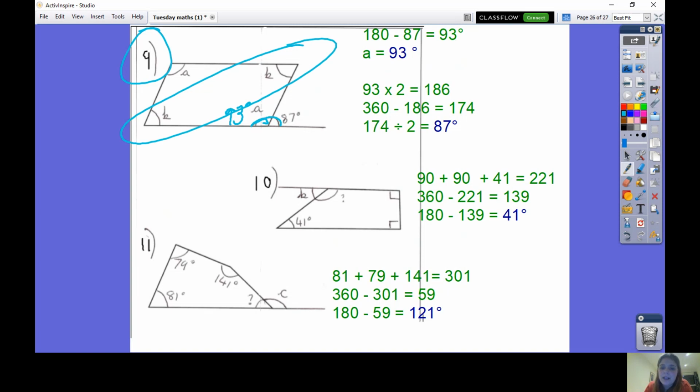That was quite tricky. For this one here, you needed to find this missing angle, which was 90, add 90, add 41 is 221. Take that away from 360 is 139. But then remember, you're looking at a straight line to find angle B. If you just stopped at 139, you found this angle, but not angle B. And then finally, for the last one, very, very similar, you needed to find this angle is 59 and then subtract that from your straight line fact.